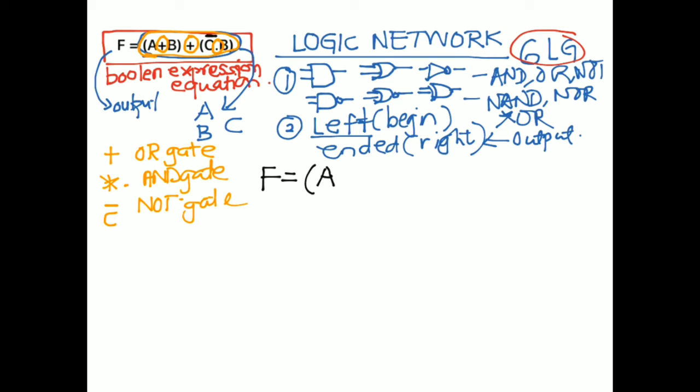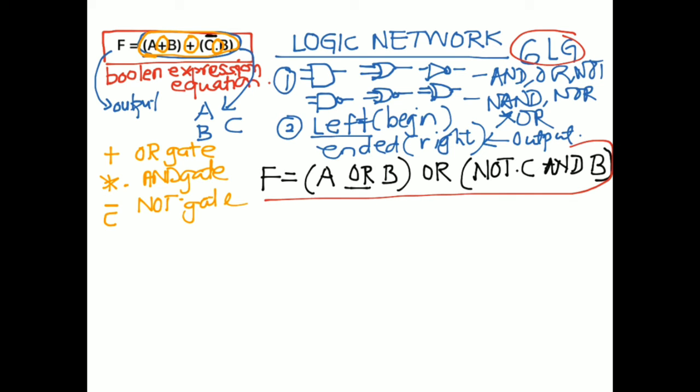So it says A or B. Just write down the gate there. Plus is also the OR gate. C dash is NOT of C, and the multiplication is the AND of B. This is the original expression, if you're looking at a logical expression instead of a Boolean equation. Okay, let's start drawing. You can start with this or the Boolean expression itself. It's up to you.